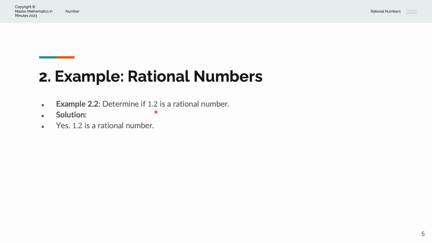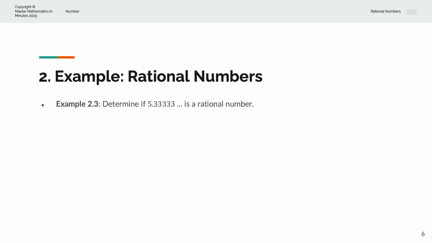So, yes, 1.2 is a rational number, and we'll explore why this is the case, with 1.2 equal to 1 plus 0.2. So we'll copy 1 over, and we can rewrite 0.2 as 2 over 10. And that simplifies to 1 plus 1 over 5. And 1 can be rewritten as 5 over 5. And we'll copy 1 over 5 across. And simplifying that, we have 6 over 5. So we have an integer divided by an integer, and 5 is not equal to 0. And so 1.2 is a rational number.